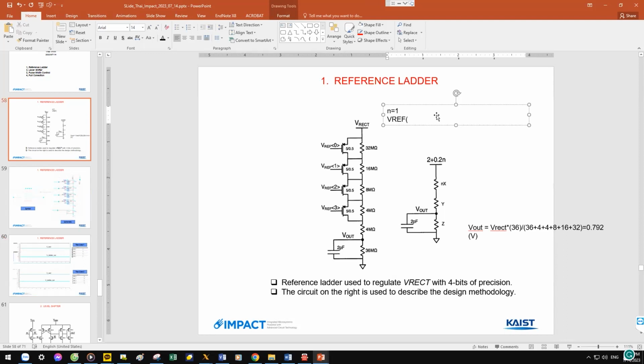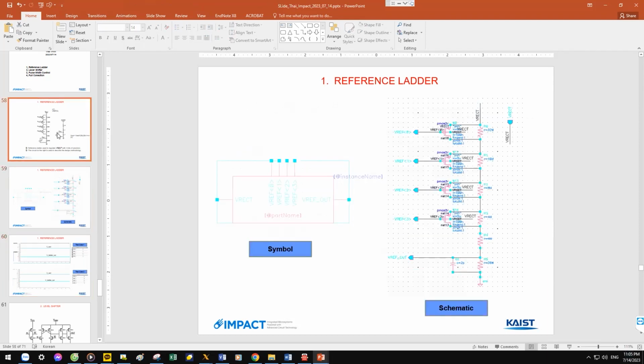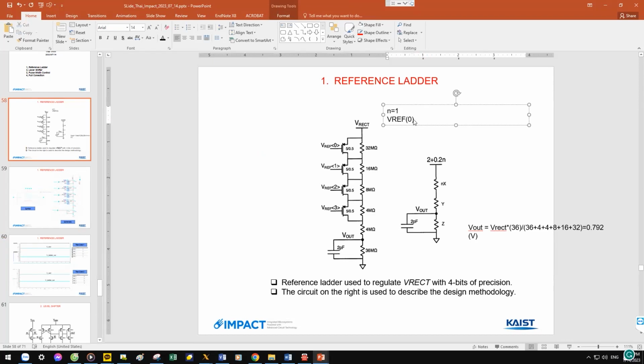VREF 0 volt. This one we have 1, we have 2, 3, we have 5 volt. So in bit, 0 volt means 0, right?